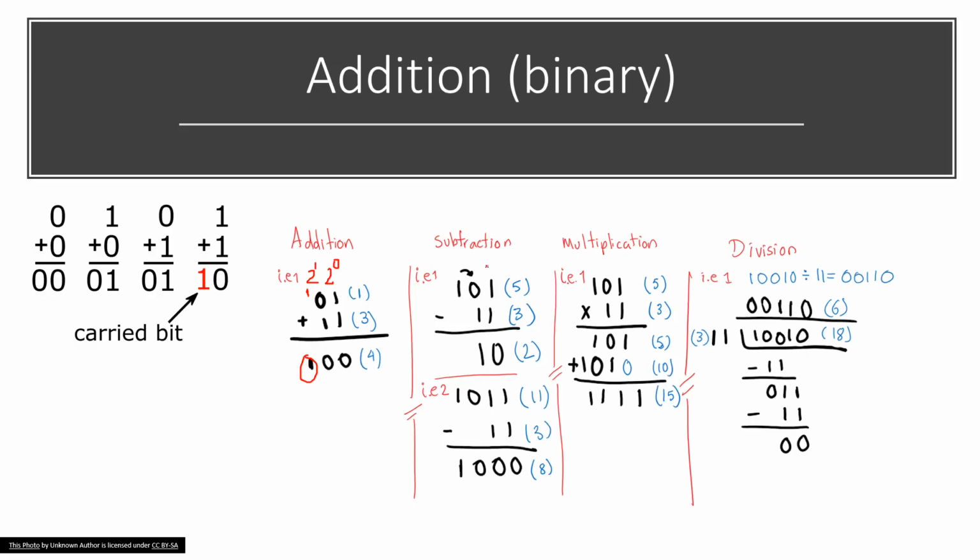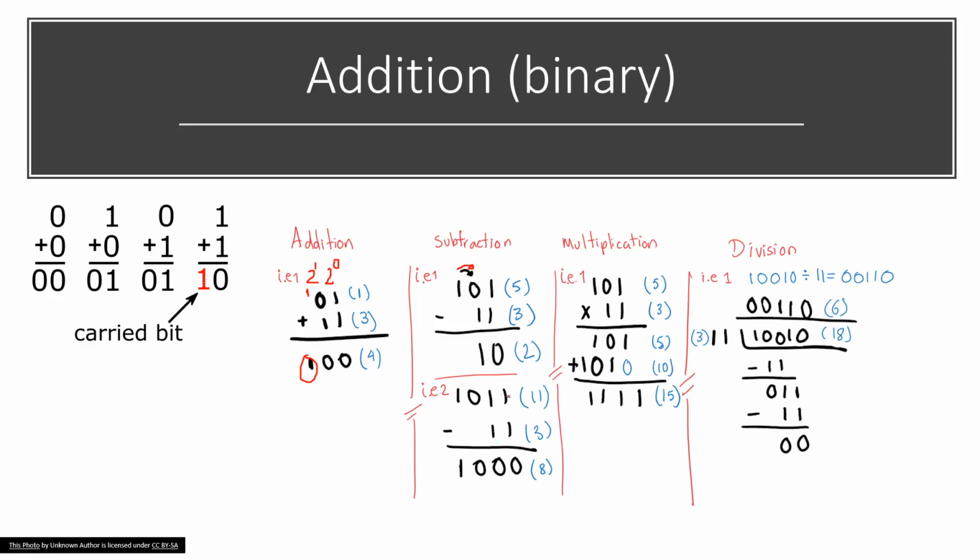Then subtraction, we have 1 minus 1 will be 0. Then we have 0 minus 1. We cannot do this operation, so we borrow 1, and then this becomes, in decimal, 2, and this in decimal will be 1, so it will be 1. So when you borrow this 1 for 0 minus 1, it will be equal to 1.